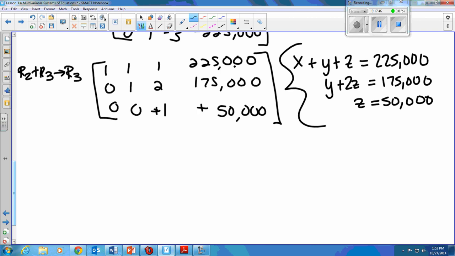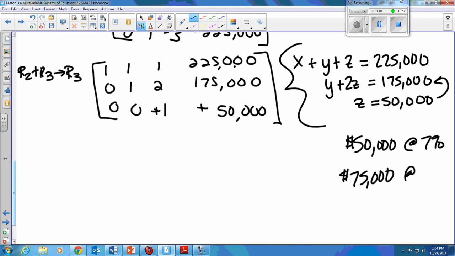So I know that I have $50,000 invested at 7%. If I go back and plug that into the previous equation, what's 2 times 50,000? So y plus 100,000 is 175,000, so what's y? So I have 75,000 invested at 6%. Well, this is already 125,000. How much total did I have? So what do I have left over? 100,000 invested at 5%.